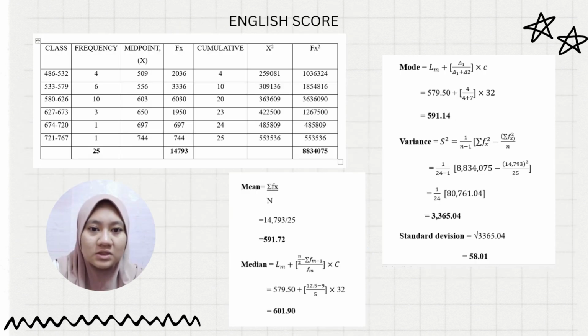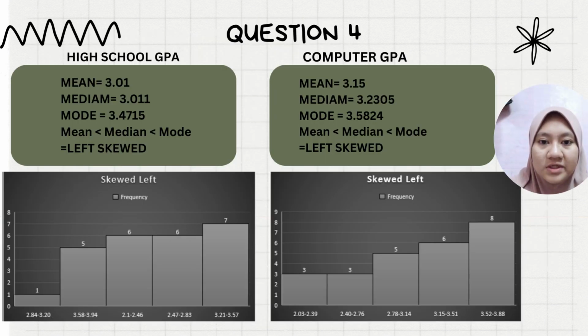For English score, mean is 591.72, median 601.90, mode 611.89, variance 3365.04, and standard deviation is 58.01. For question 4, we estimate the distribution of high school GPA and computer GPA using the test for estimating the normal, right skew or left skew distribution.